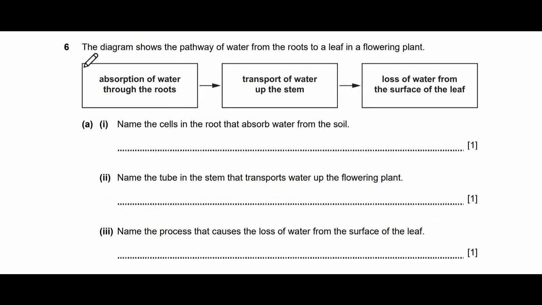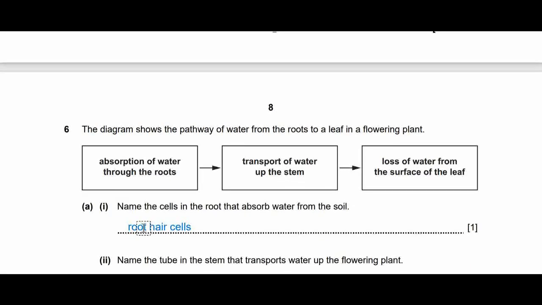Next, we move on to question 6. The diagram shows the pathway of water from the roots to a leaf in a flowering plant: absorption of water through the roots, transport of water up the stem, loss of water from the surface of the leaf. Question A, part 1. Name the cells in the root that absorb water from the soil. 10 seconds. Are you done? Let's open up the answer. The answer is root hair cells.